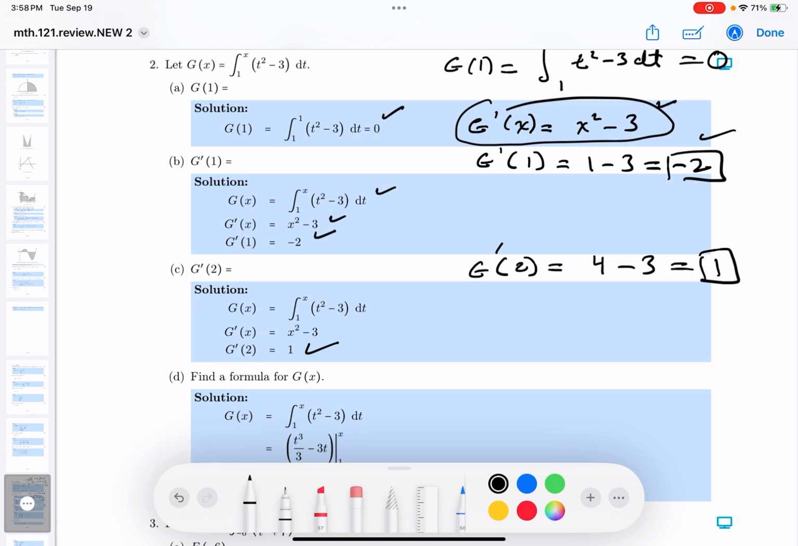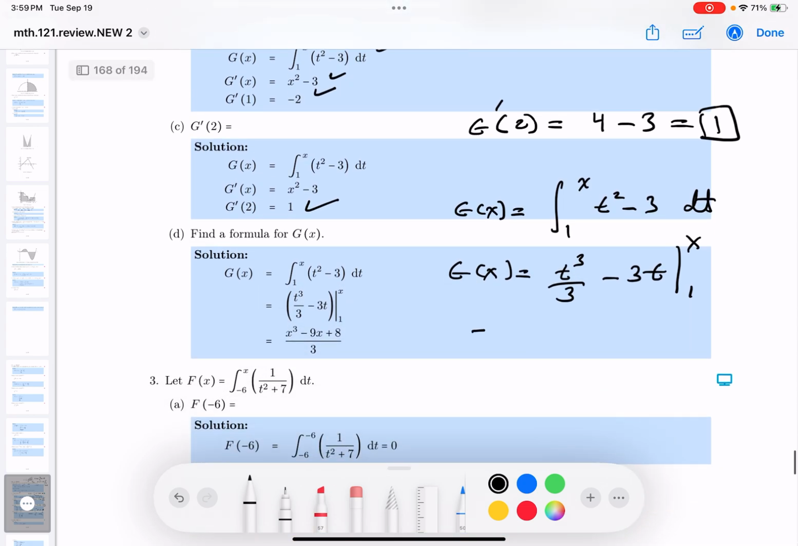Now, let's find the formula for g of x. Well, that doesn't look too bad, right? So we get g of x. What's it going to be? Well, it's going to be the integral from 1 to x. And by the way, what they want you to do is write down an explicit formula for g of x. So integrate that. It's going to be t cubed over 3 minus 3t. Limits of integration go from 1 to x.